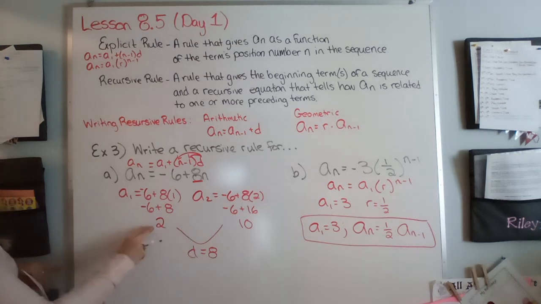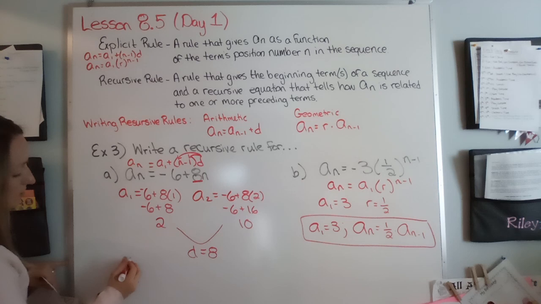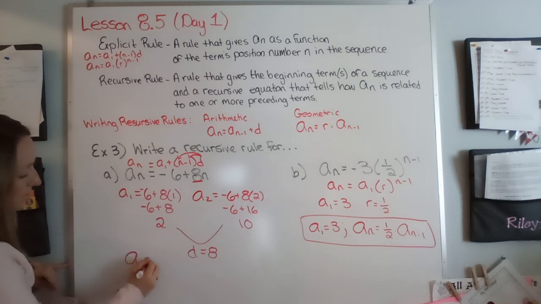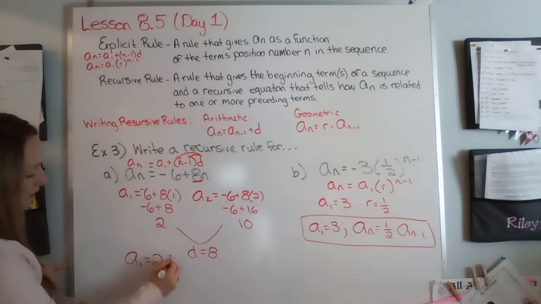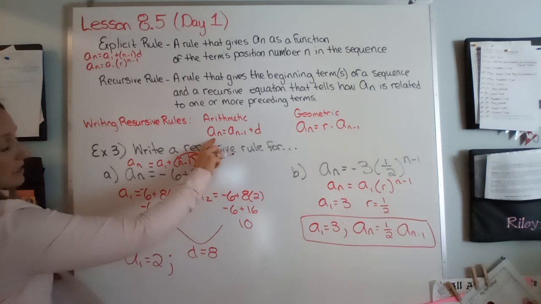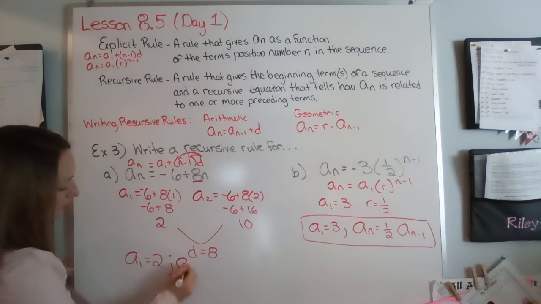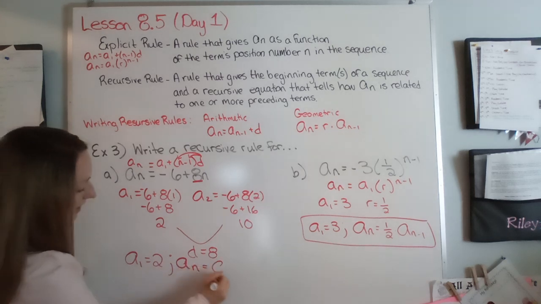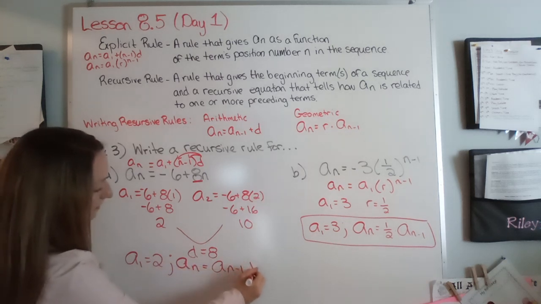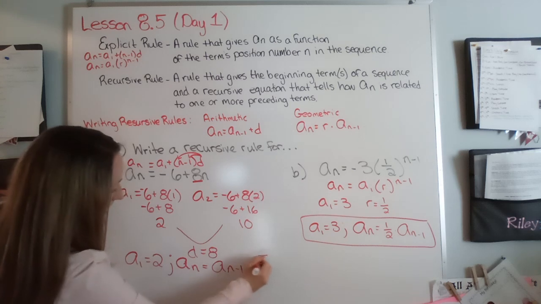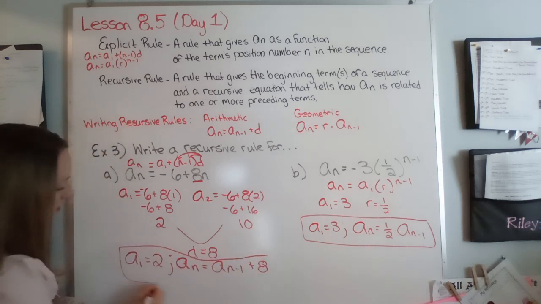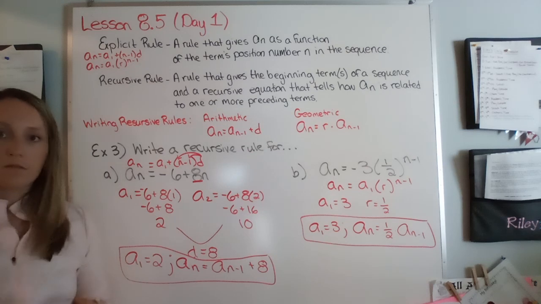So I know my common difference is 8. I know my first term is 2, so now I can write my recursive rule. My first term is 2. And then I'm going to say, to get to the next term, take the previous term and add the common difference. So a sub n equals a sub n minus 1 plus 8. And that is your recursive rule.